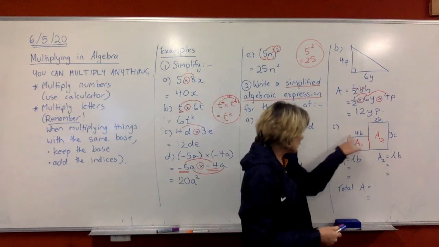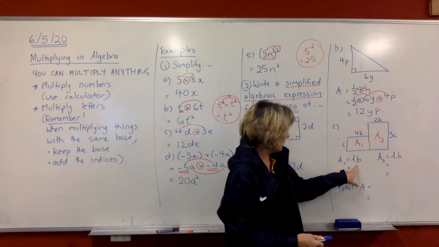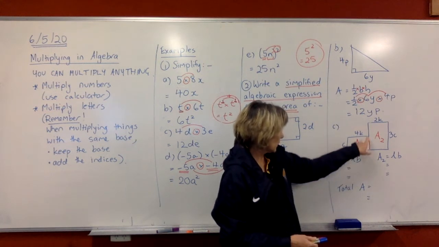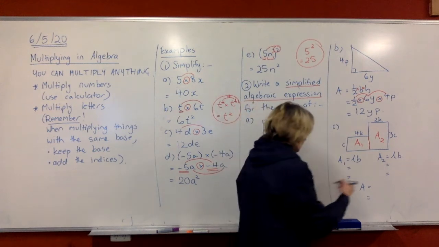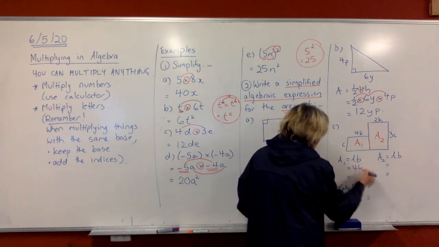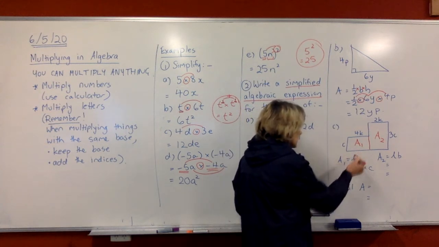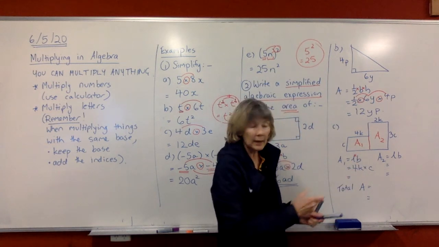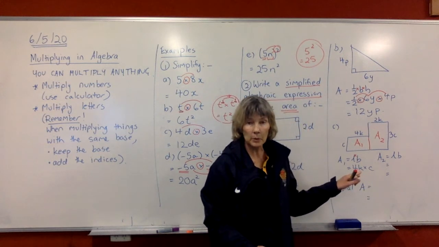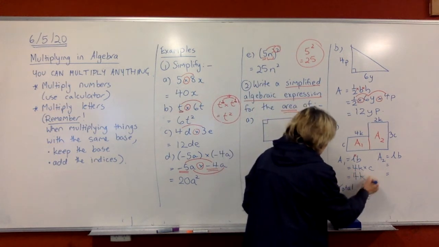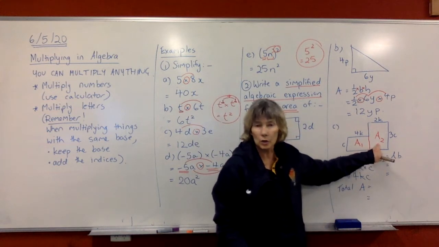All right, so here's our shape for area 1. That's a rectangle. So we've got our length by breadth formula. Our length we're going to say is 4k and our breadth c. So we have 4k times c. Now there's nothing to work out on the calculator because we only have one number, the 4. So write it down. Then you're going to put your letters on the end. KC.